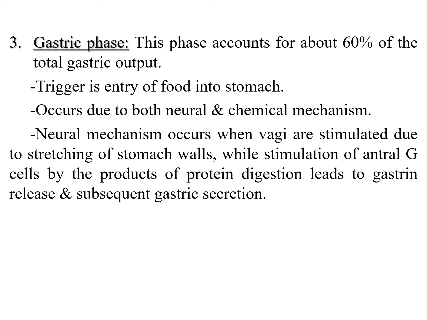So the gastric phase of secretion is due to entrance of food in the stomach. There is stretching of the stomach wall that stimulates the vagus nerve to secrete acetylcholine, and the products of protein digestion stimulate G cells to produce gastrin. This gastrin in turn increases the secretion of the gastric glands. The rate of secretion in the gastric phase is much higher compared to the cephalic phase. It is almost double, 60 to 70 ml per hour.